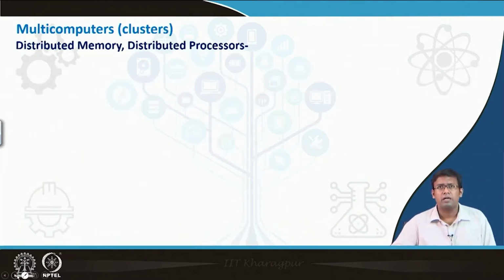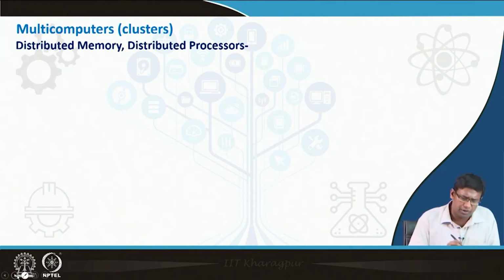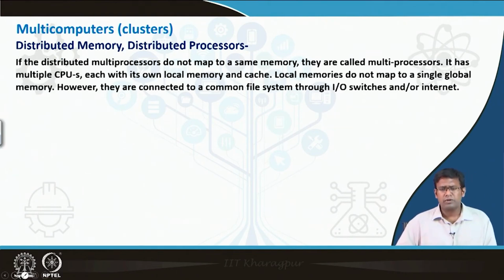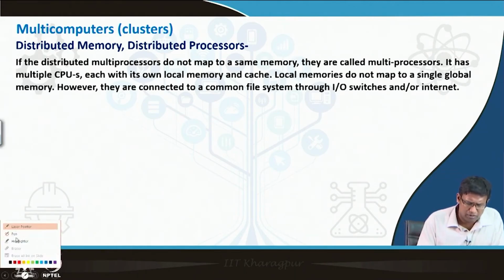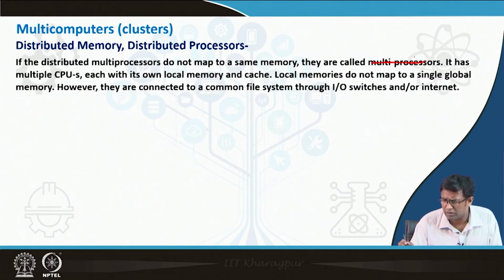The next variant is distributed memory, distributed processor. The memories given to NUMA systems point to a common global address space. If they do not, that means different memories and different address spaces are given to different processors. We call it a multi-computer or a cluster, and this is really a distributed memory system. If the distributed multiprocessors do not map to the same memory, they are called multi-computers.